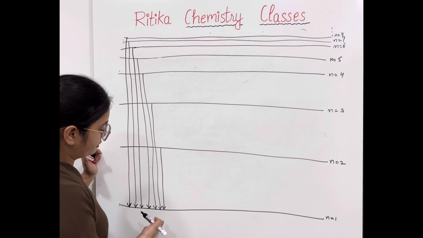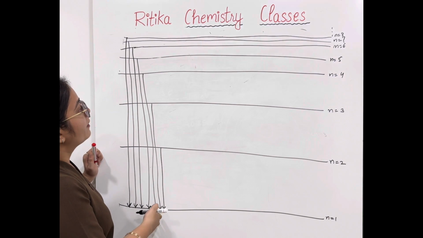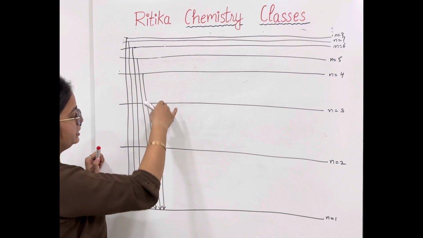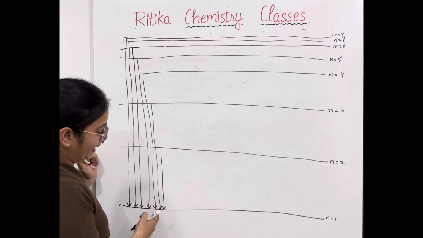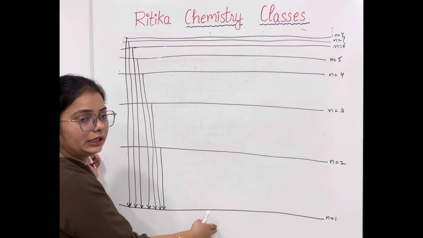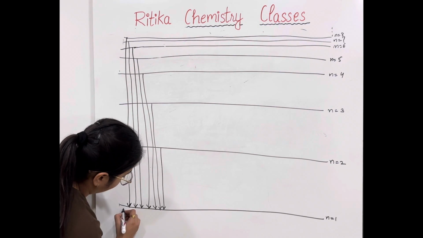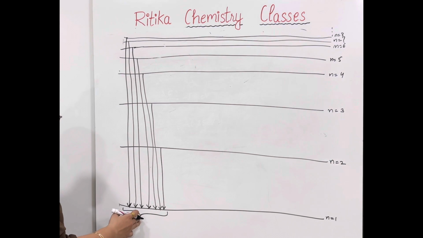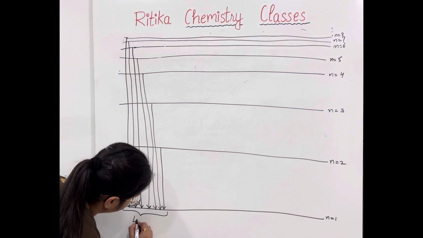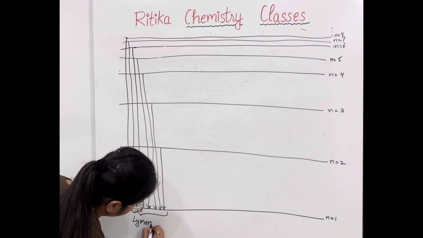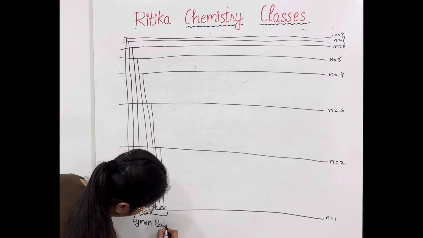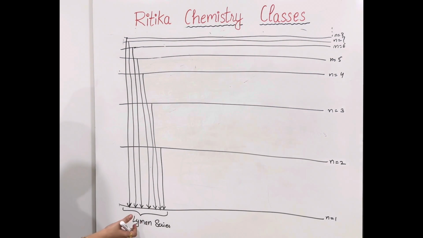So in all these transitions, what is happening? The electrons from higher energy levels are coming back to the energy level n equals 1. The lines corresponding to this series are known as the Lyman series. This set of lines obtained is known as the Lyman series.